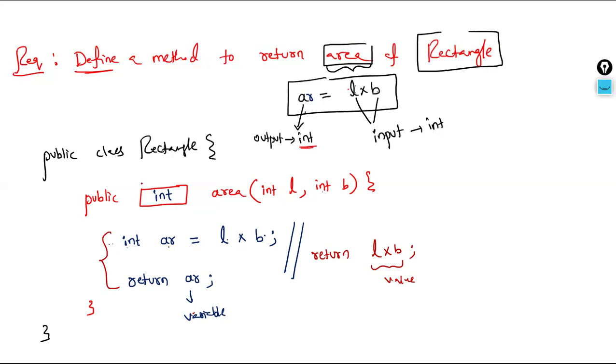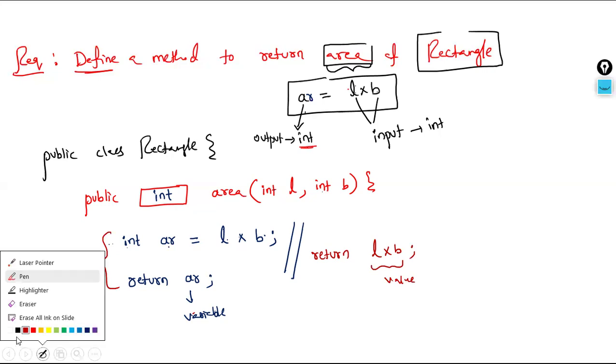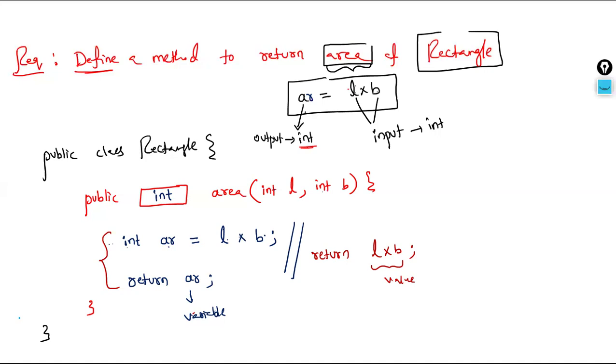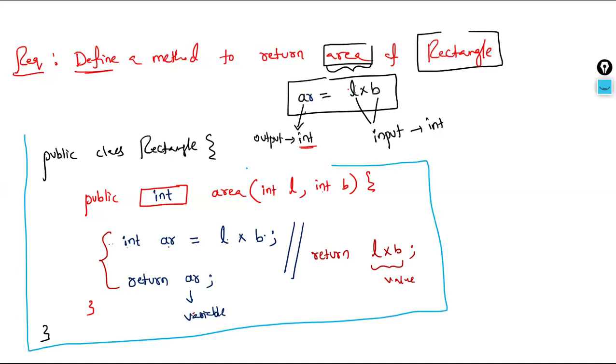Is it right, or is there any mistake? There is one mistake in this. Do you identify it? In our entire code, there is one mistake. So here is a class, followed by a method, followed by method logic, then return statements.